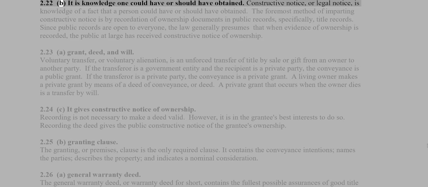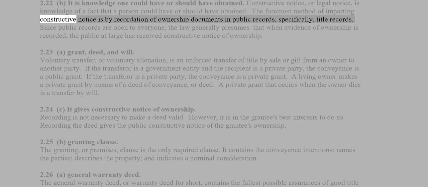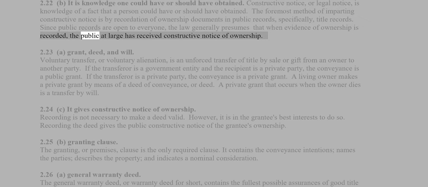2.22 b. It is knowledge one could have or should have obtained. Constructive notice, or legal notice, is knowledge of a fact that a person could have or should have obtained. The foremost method of imparting constructive notice is by recordation of ownership documents in public records, specifically, title records. Since public records are open to everyone, the law generally presumes that when evidence of ownership is recorded, the public at large has received constructive notice of ownership.